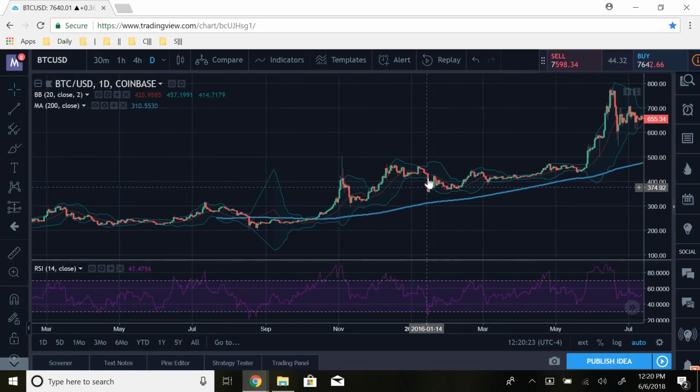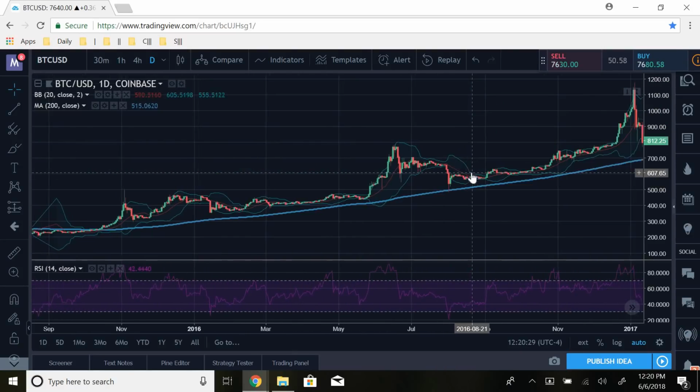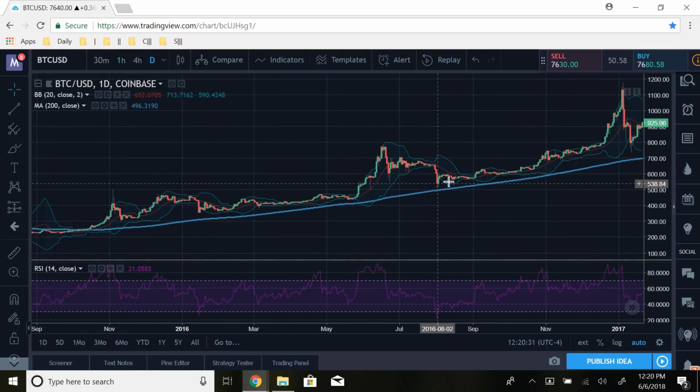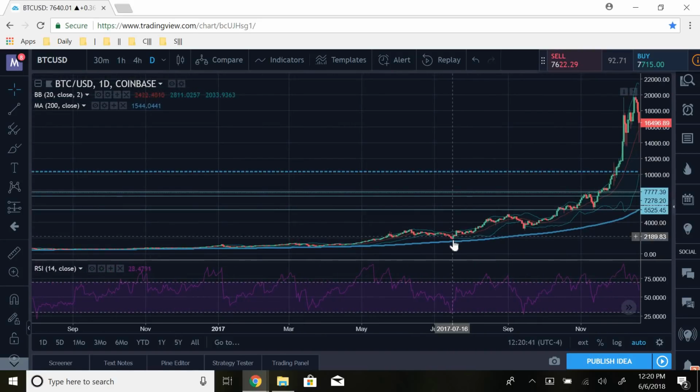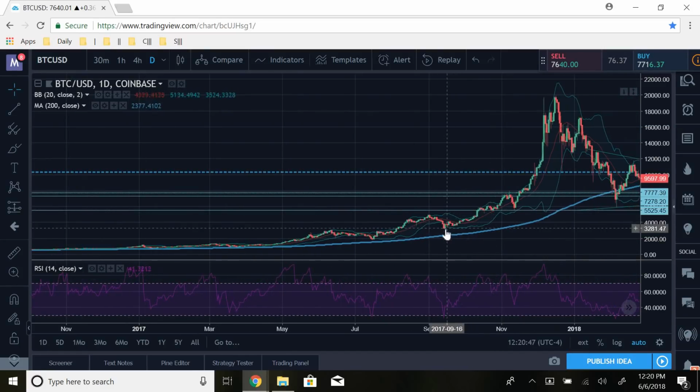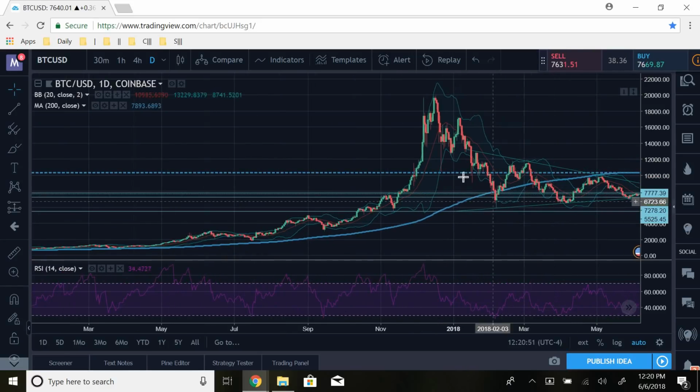So continuing on right here, oversold again, pushes back up, and then longer term pushes up as well. Next example right here, oversold, shoots back up and then continues to move sideways, pushes up again, and continues on to a larger bull run. To the next example right here, oversold, pushes up and continues to a longer bull run. Right here, oversold, pushes up, continues to a longer bull run. So guys, you get the point.